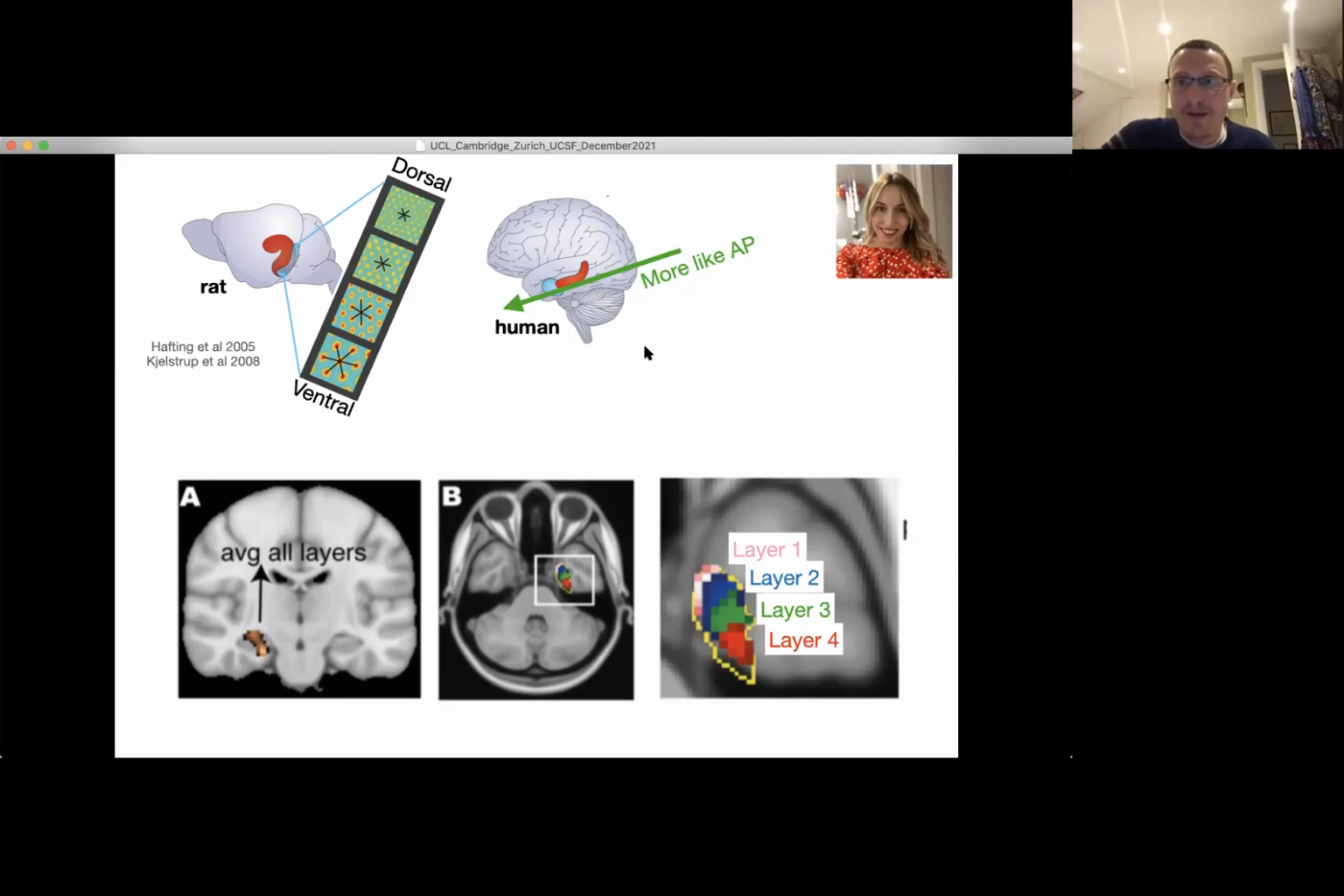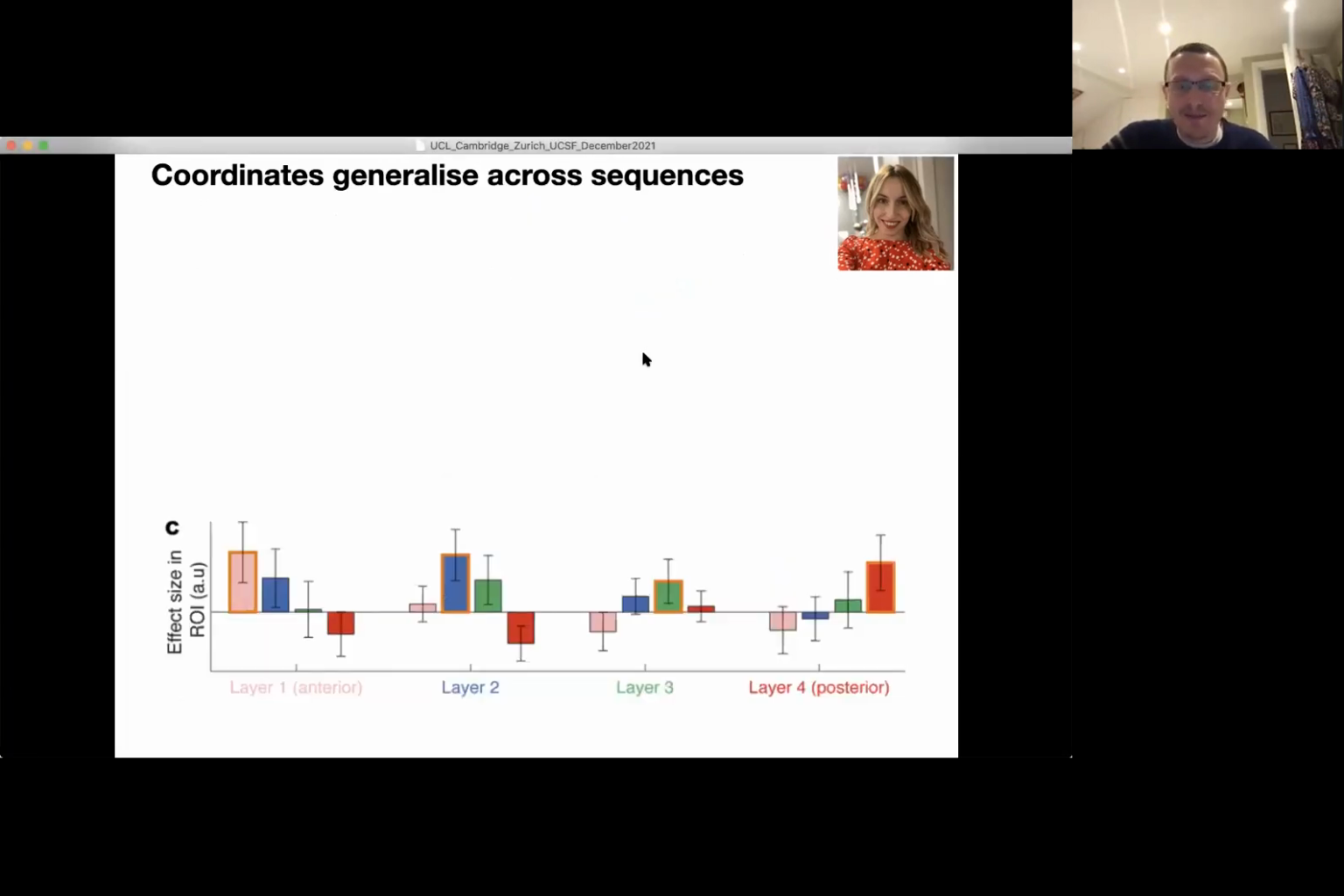Okay, cool. This slide, I'm not really gonna explain. I'm just gonna tell you that it proves that this representation generalizes across those two sequences. So it's really a coordinate. It doesn't care what the image was or what the sound was at that particular point in the sequence. All it cares about is the coordinate and the layer that it's in.